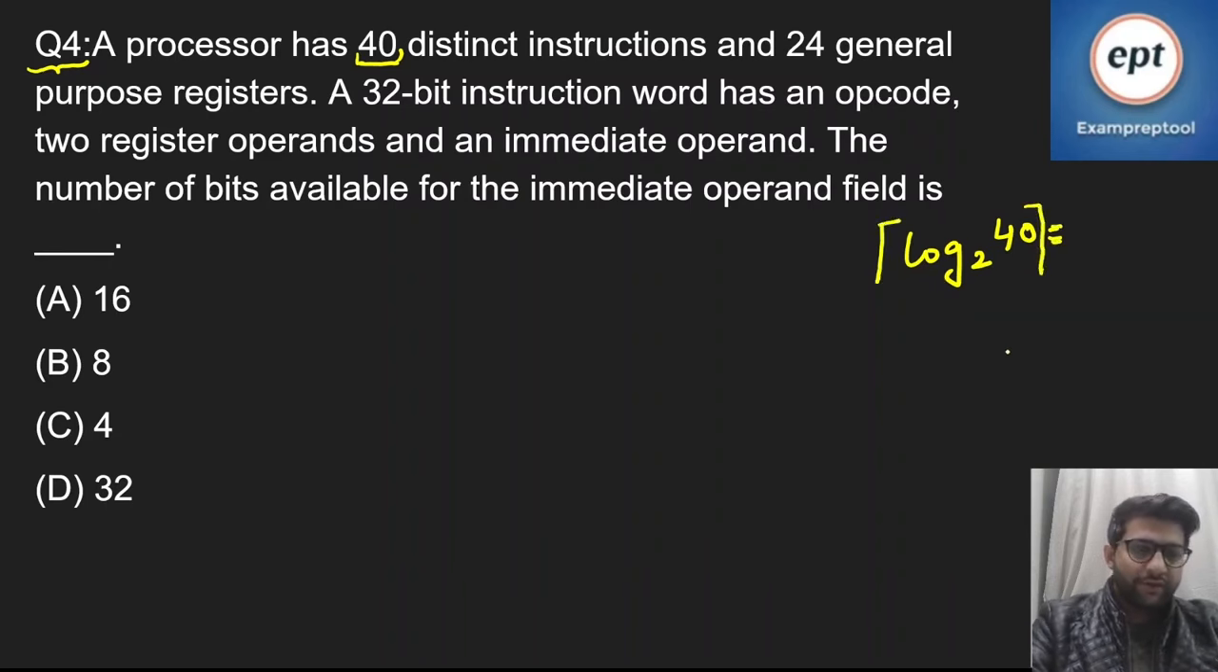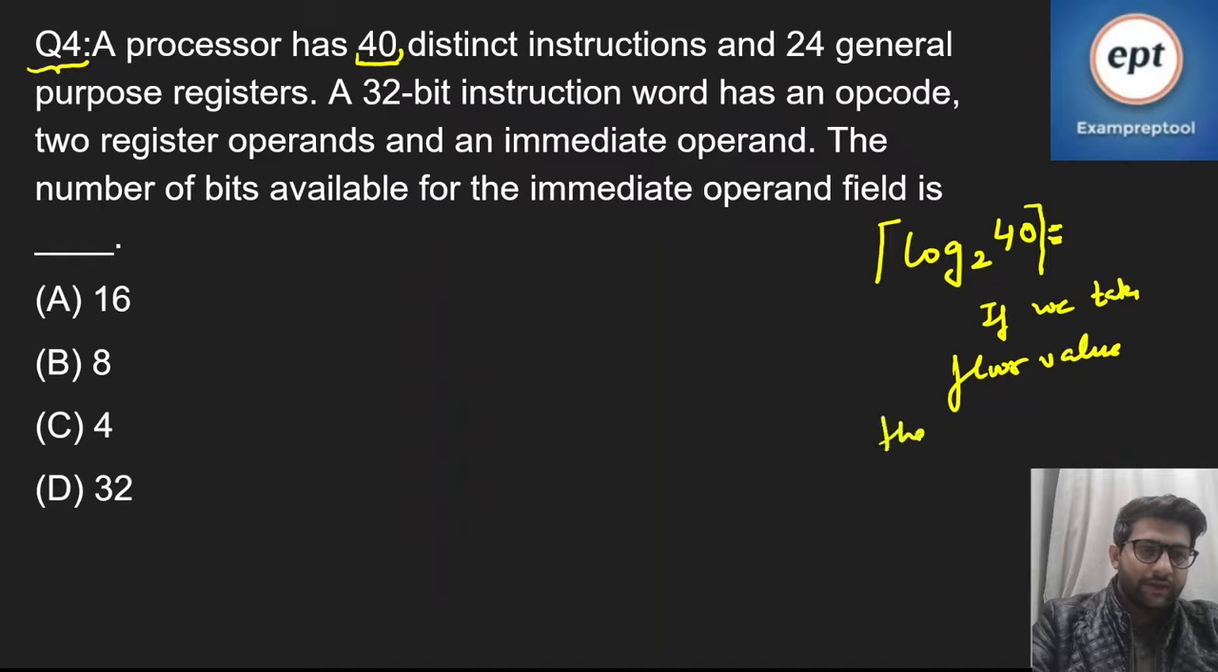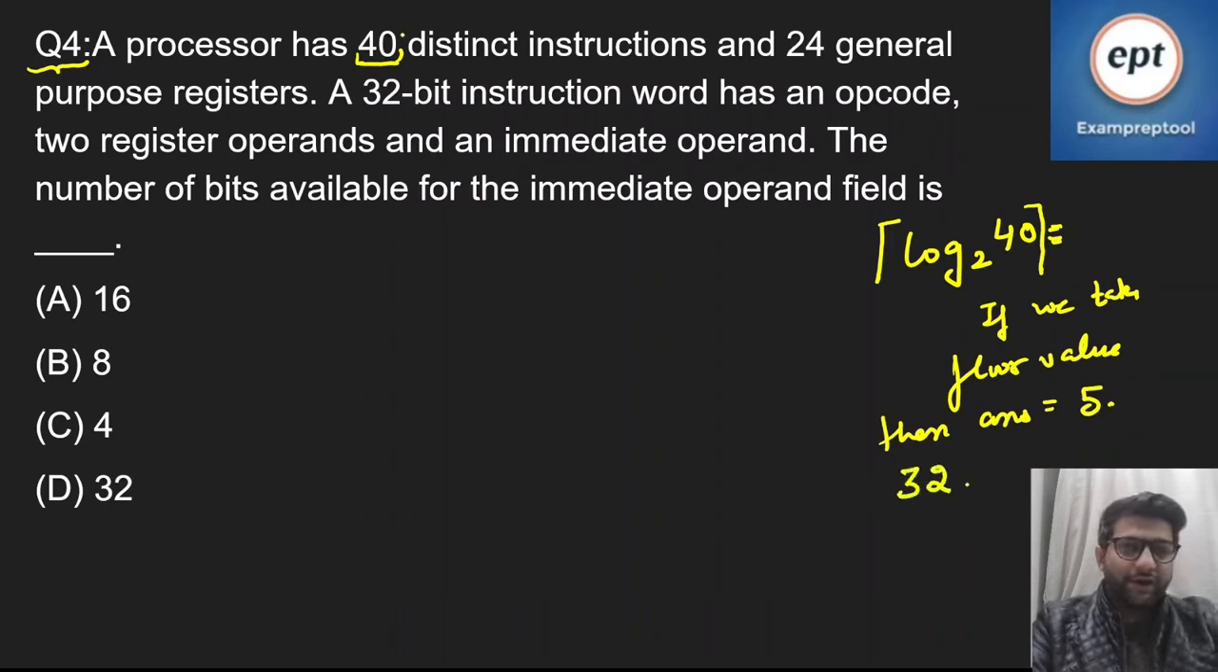Why? Because let's say if we take the floor value, then the answer will be 5, right? But if we take only 5 bits, then we will be able to represent only 32 values, right? And what we want is at least 40 different values. So if we want at least 40 different values, we will have to take the ceil value. So this will be 6, right?